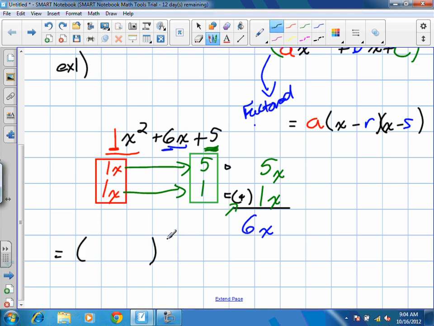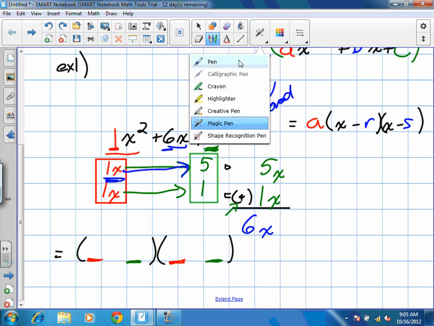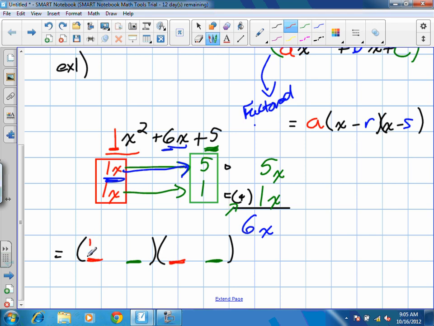So when I go to put this into our factored form, I'm going to set up two brackets. The numbers from the red column will be the first terms in each bracket, and the numbers from the green column will be the second terms in each bracket. Okay? Now, there is a way to specifically set this up. Normally, because I multiplied the 1x times the 5, they have to go in opposite brackets. Okay? So I'll put the 1x here and the positive 5 in the other bracket.